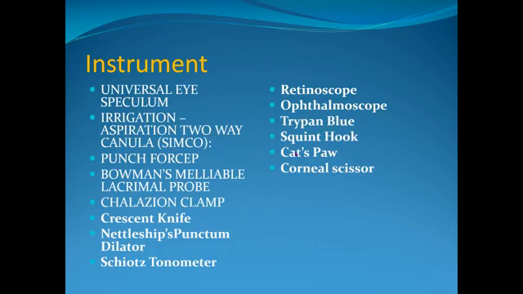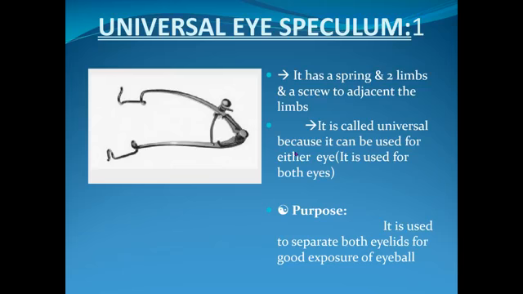And there is an instrument you should clearly know. This instrument is the universal eye speculum. In the OSPE station, there is a photograph of the universal eye speculum. The question may be, what is your identification? The answer is universal eye speculum. And what are the uses of this instrument? What is the purpose of this instrument?